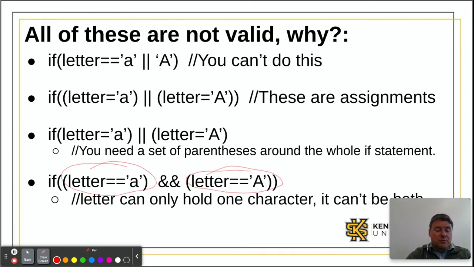And the most important part of all of this is this. That's an and, not an or. Well, you can't possibly have a lowercase a and an uppercase A in letter at the same time. Only one of those could possibly be true. So this will always be false. So it's not syntactically wrong, it's just logically wrong. Because the code will compile, but it will never be true. It can't possibly have both of those things in it at the same time.